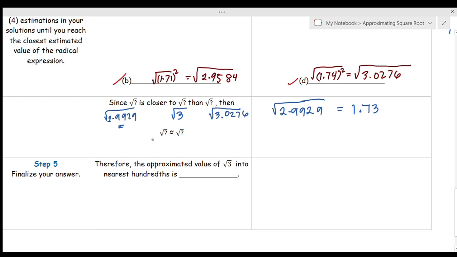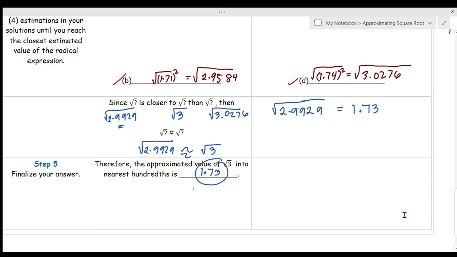The square root of 2.9929 is almost closer to, or this symbol is read as is almost closer to. So, the square root of 2.9929 is almost closer to the square root of 3. So, therefore, the approximated value of square root of 3 to the nearest hundredths is 1.73. So, the answer will be 1.73 or 1 and 73 hundredths.